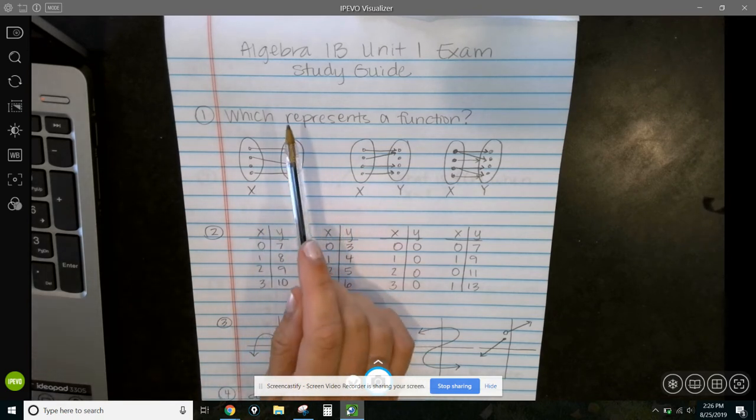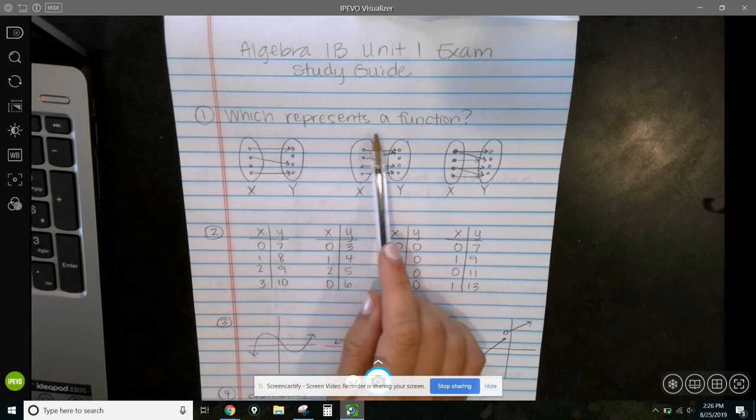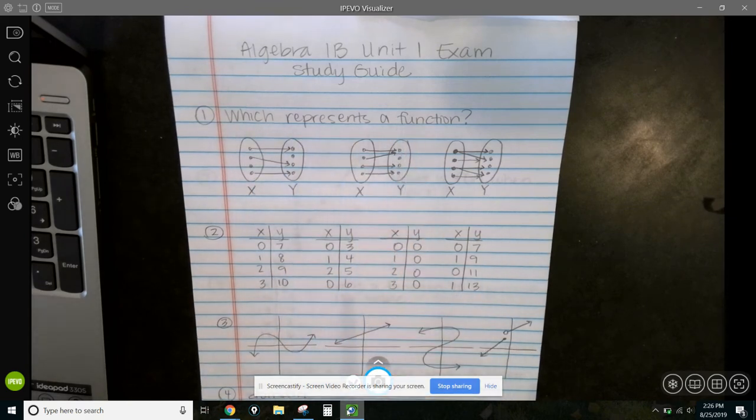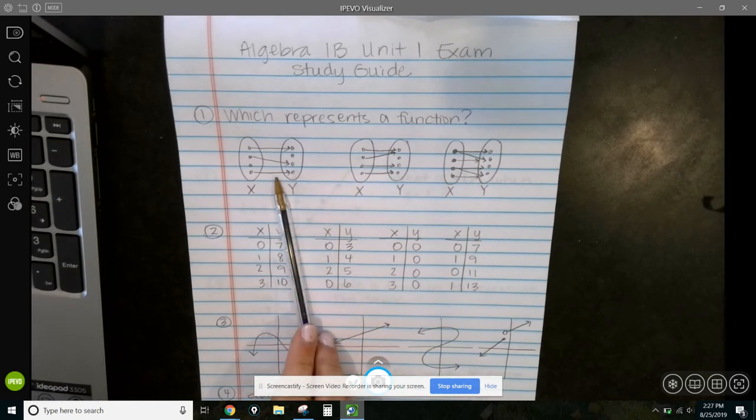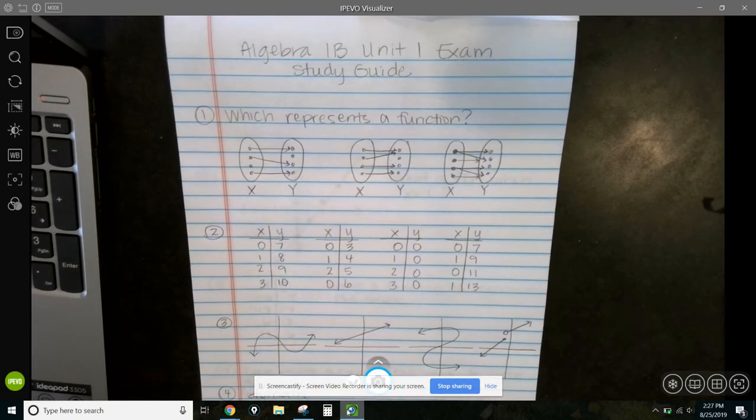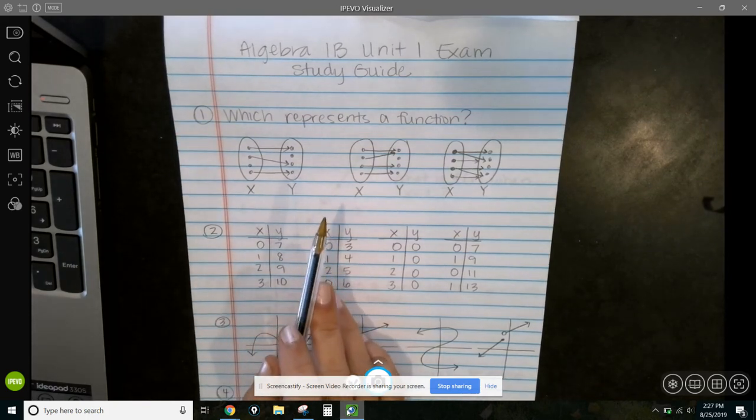So the first several questions talk about which of these represents a function. There are lots of different ways they can show you pictures. This one is more of a visual picture. There are tables, there are graphs, so we're going to go through each of these. Remember, a function means for each input, there is exactly one output.